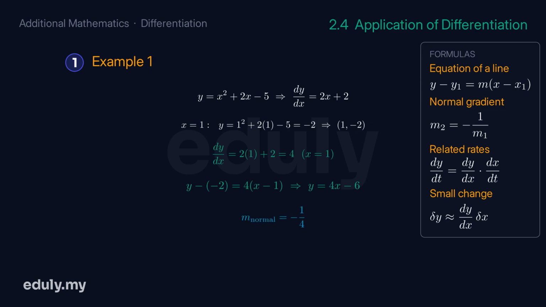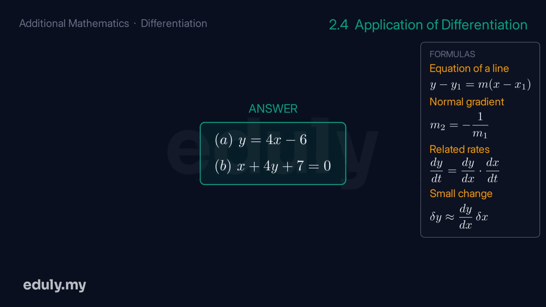Flip to the perpendicular gradient, negative 1 over 4. Same point, never the derivative. Expand the bracket first. y plus 2 equals negative 1/4 x plus 1/4. Multiply every term by 4 to clear the fraction, then collect everything on one side. x plus 4y plus 7 equals 0. Tangent, y equals 4x minus 6. Normal, x plus 4y plus 7 equals 0.